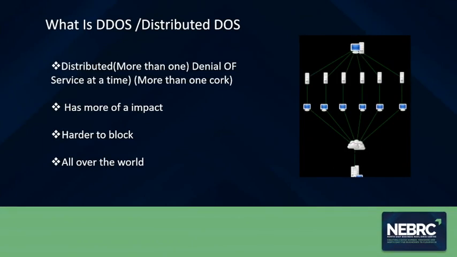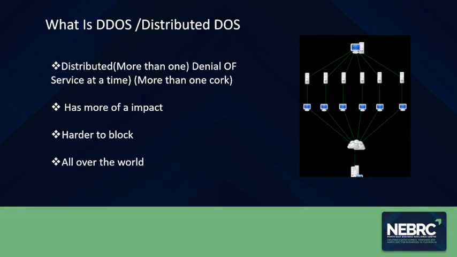So what is a distributed denial of service attack, or a distributed DOS attack? Distributed just means more than one. So one cork is attacking your network, or trying to cover your flow. A distributed attack is more than one. You could have 10, 1,000, 10,000, 100,000. All of these would just be classified as a singular DDoS attack.